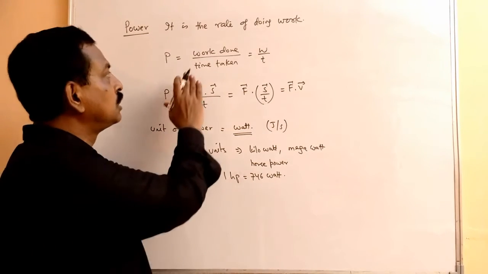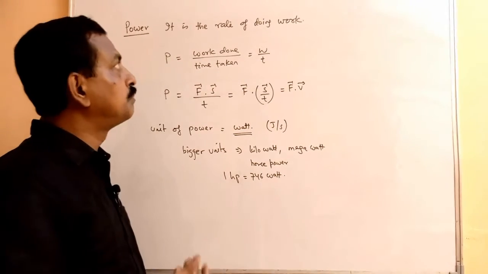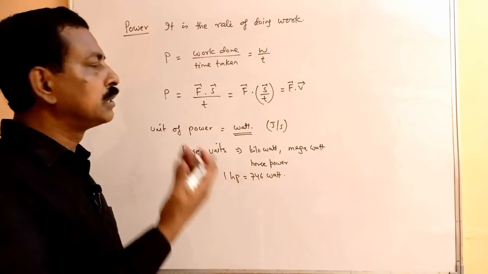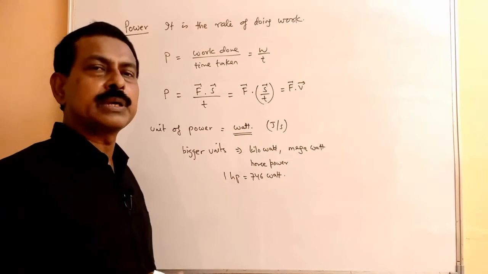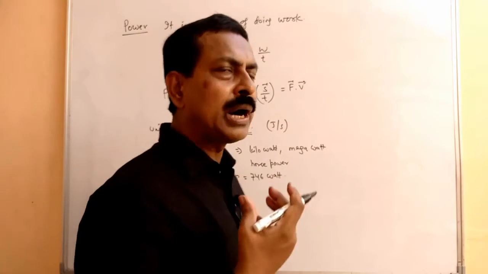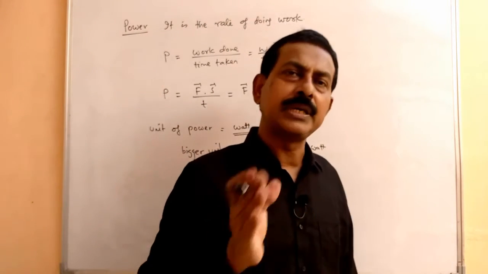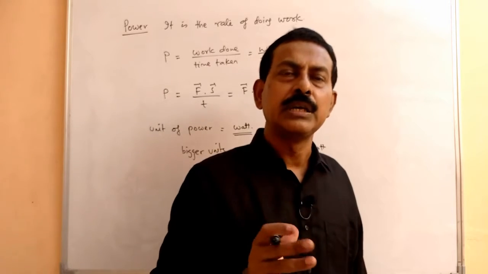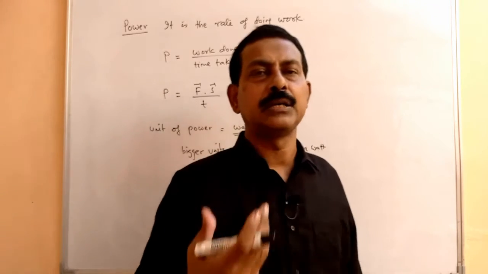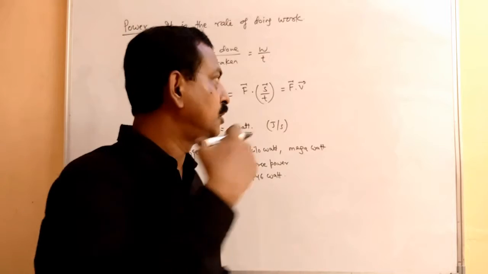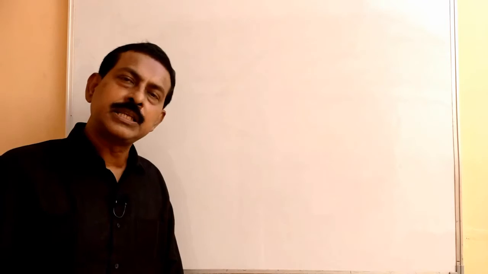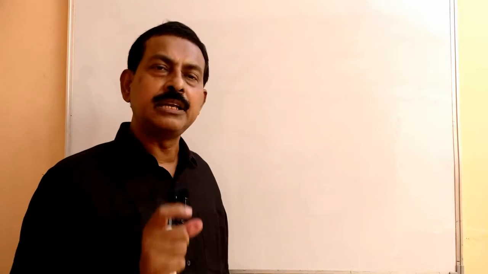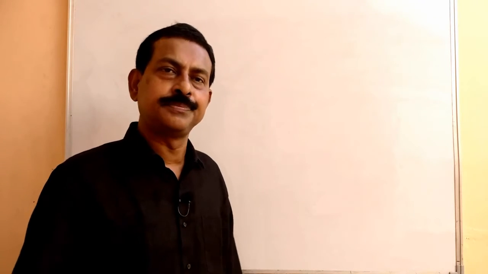So this is how you can get the definition of power, the unit of power, and the expression for power. Okay. For power, there is no separate derivation or expression. You only have to find the work done and divide by time, or take the dot product of force and velocity. Let's now take work done in lifting a body through a certain height.